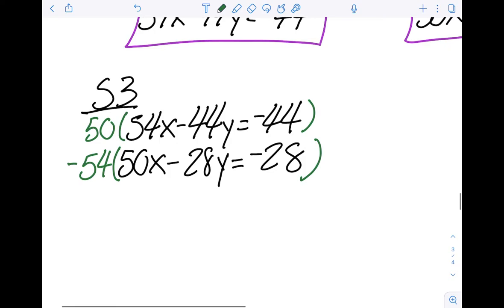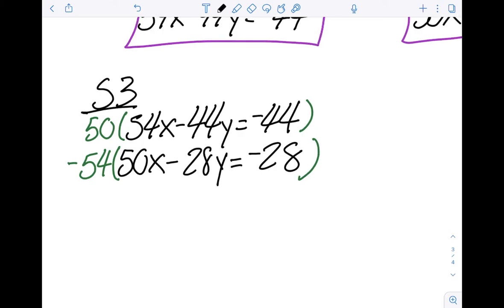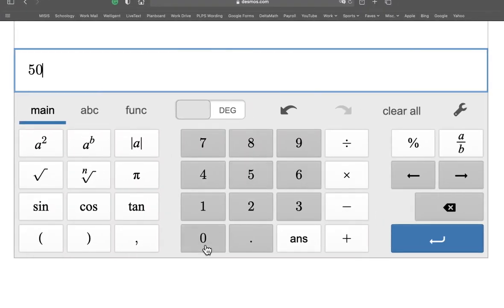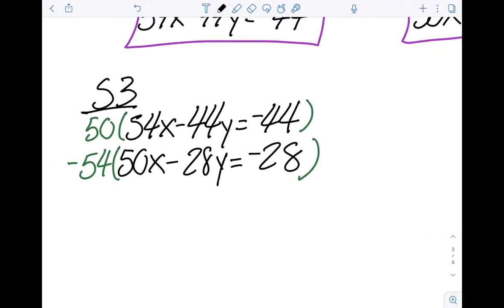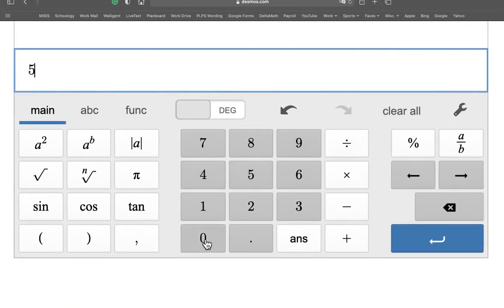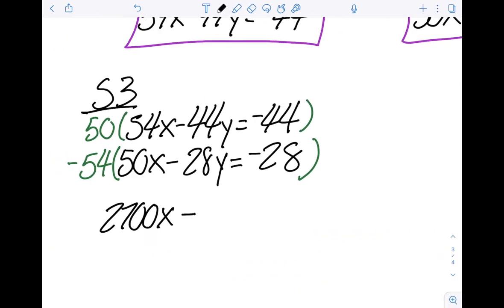So my top equation here, right? I'm going to multiply 50 times 54. This is what I have my calculator for, right? 50 times 54 is 2,700. So I get 2,700x minus 50 times 44, 2,200y is equal to 50 times negative 44 is negative 2,200 as well, right? Same thing, 50 times 44.